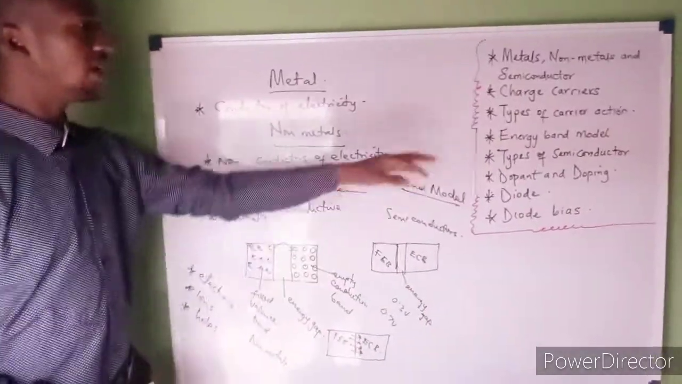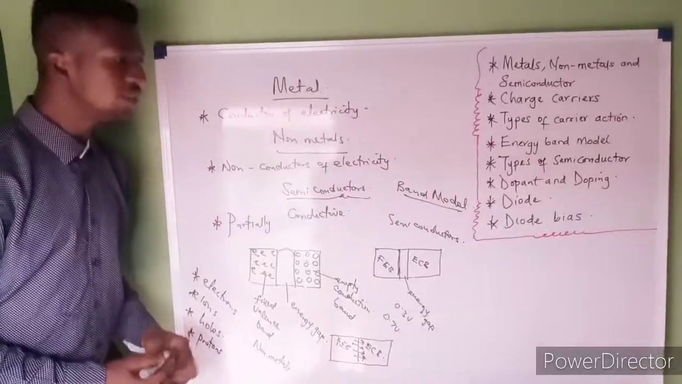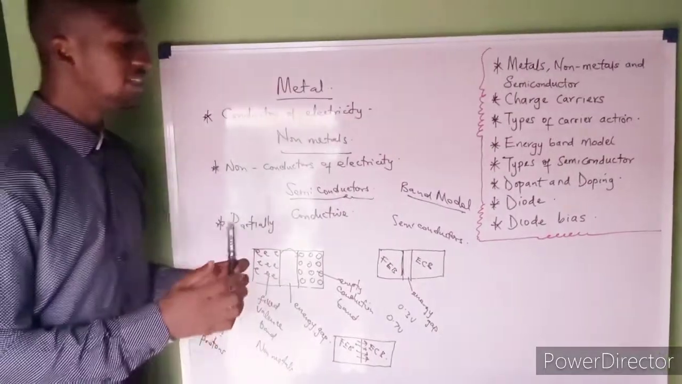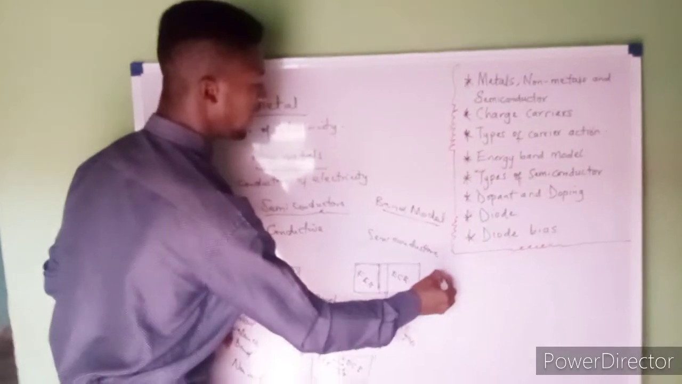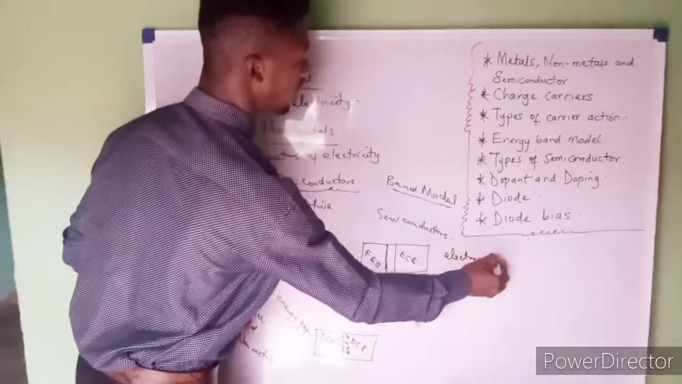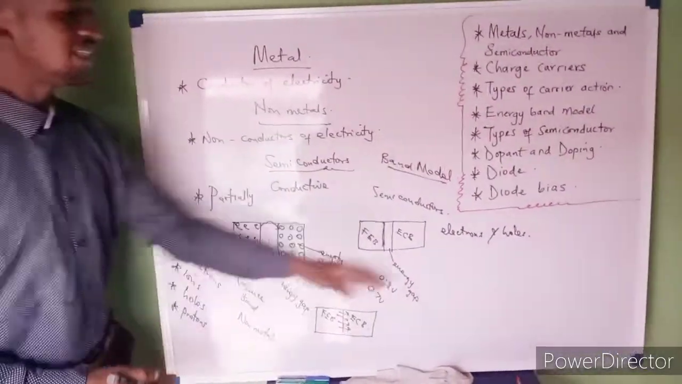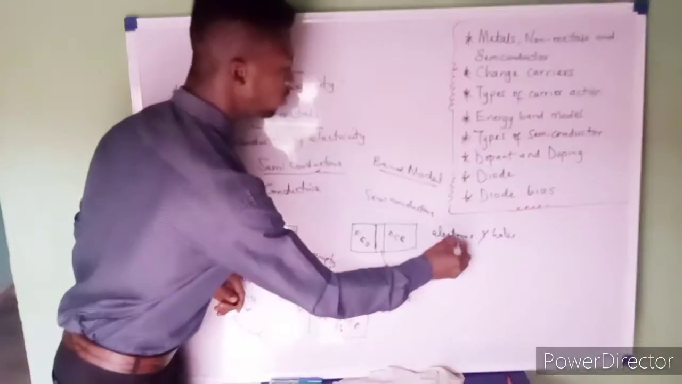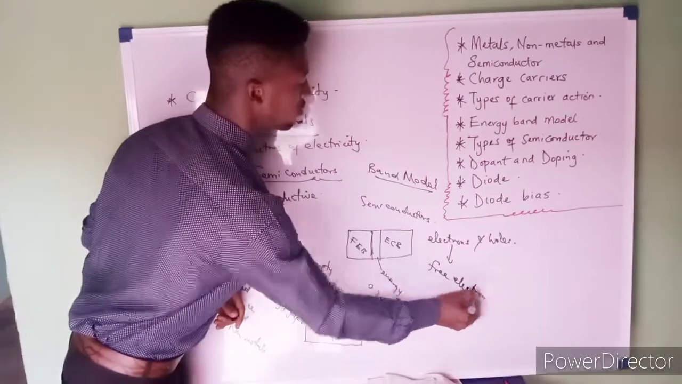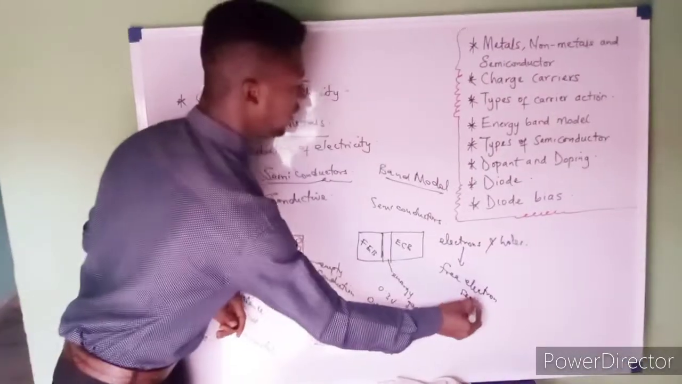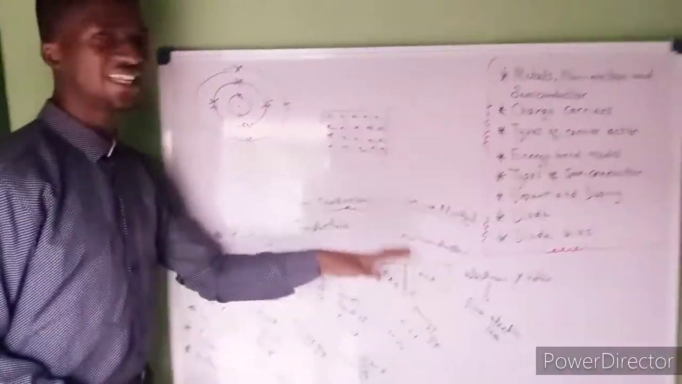Very good. Now let's get to the aspect of what then are the types of charge carriers. When it comes to the case of semiconductors, the charge carriers are usually electrons and holes. Now these electrons form what we refer to as free electron sea. Free electron sea. Semiconductors are said to be partially conductive.